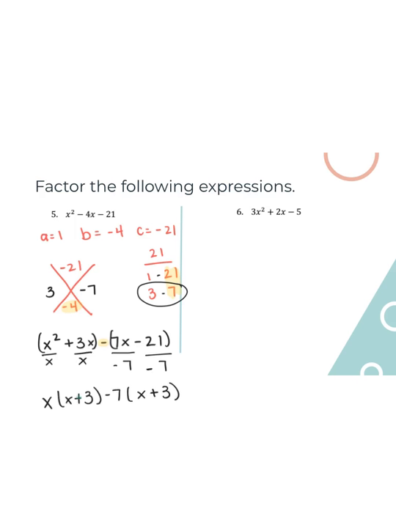When I'm looking, I have x plus 3, x plus 3. That looks good. So I'm going to say x plus 3. And then look at my outsides, and I have x minus 7.